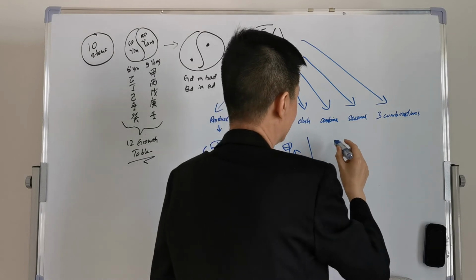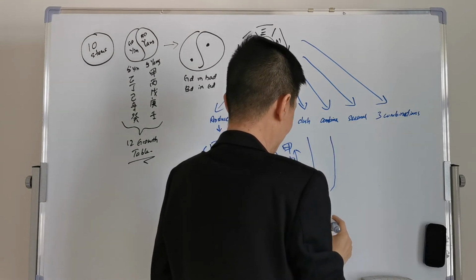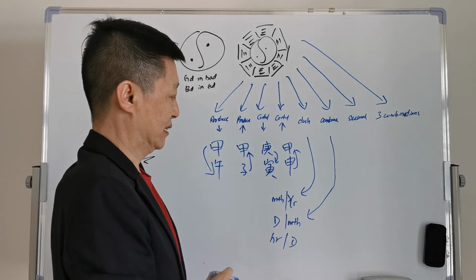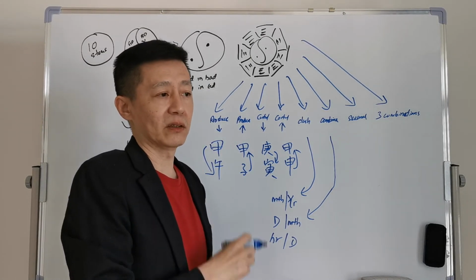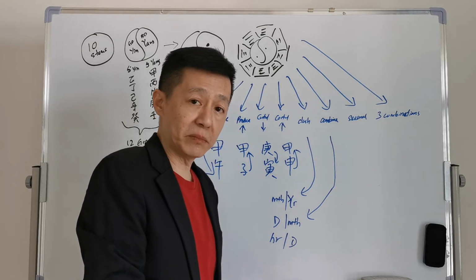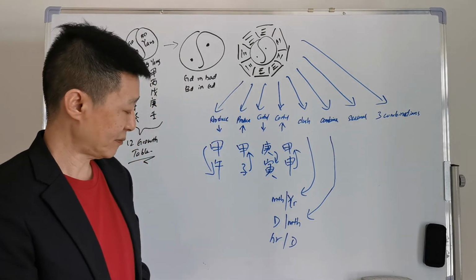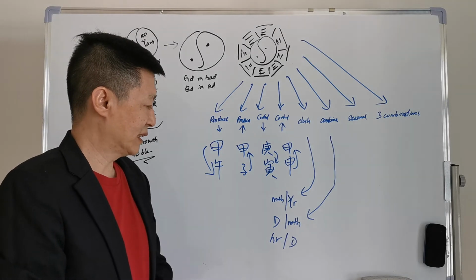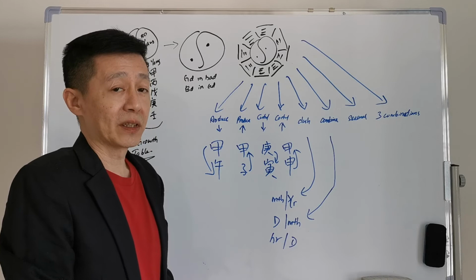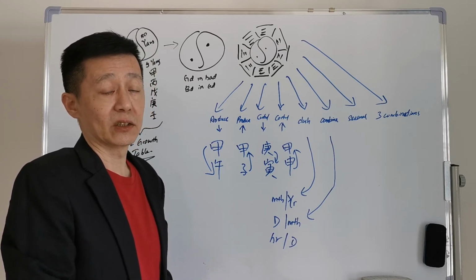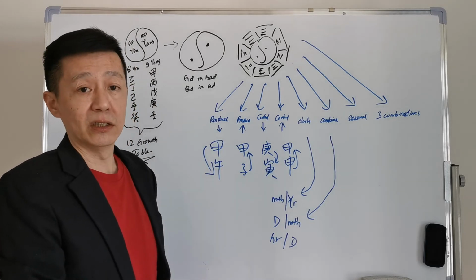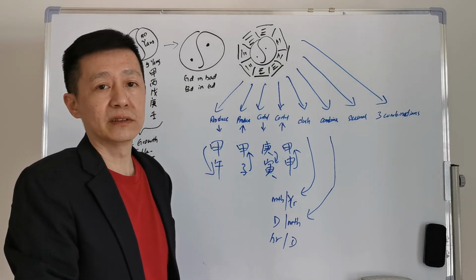Then combine. Combine is the same, like this. The year combines the month, or the month combines the year. The day combines the month, the month combines the day. The hour combines the day, or the day combines the hour. You must understand combine reading. Clash has reading, not just say oh clash. Clash has who wins, who loses. Understand?